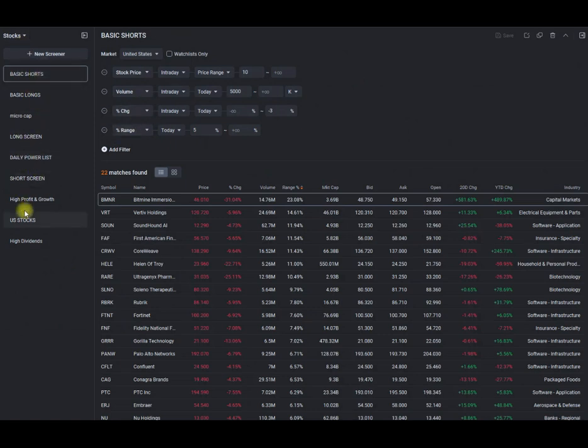Basic shorts, basic longs. The most important is this one, the daily power list, and I have a long screen and a short screen, and I'm playing with parameters, always looking for trades. I have more experience, obviously, than most traders, and I know exactly where to look. So if I see FTNT on the list, I'm going there for FTNT. While if I see Helen of Troy, I immediately don't look at this stock. Why? Because it's spready, the liquidity is horrible, and there are stocks that I never traded, like VRT.